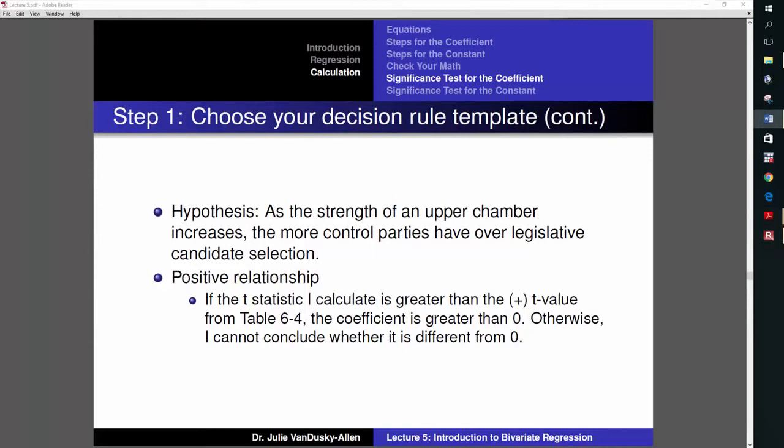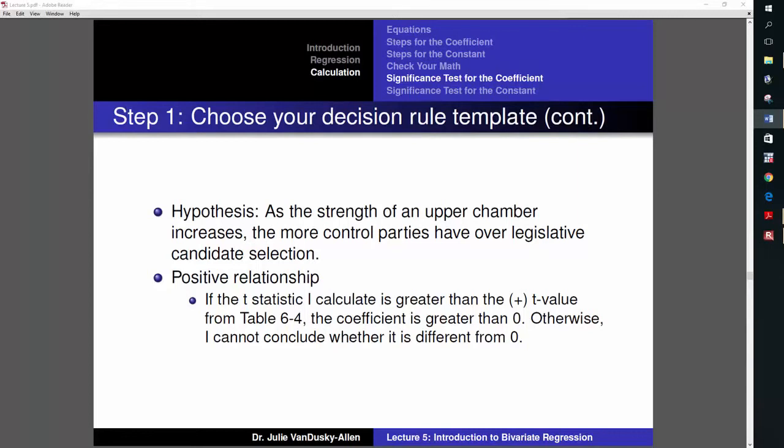As an example on how to conduct a significance test on a coefficient, I'm going to conduct a significance test on the B hat from our equation earlier in the lecture. Recall from the beginning of the lecture I had the following hypothesis. As the strength of an upper chamber increases, the more control parties have over legislative candidate selection. Based on this hypothesis, I expected there to be a positive relationship between my independent variable, strength of upper chamber, and my dependent variable, party control over candidate selection. The alternative hypothesis would suggest that the coefficient should be greater than 0.